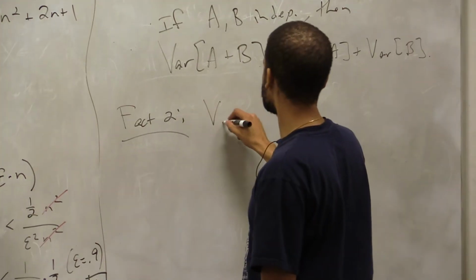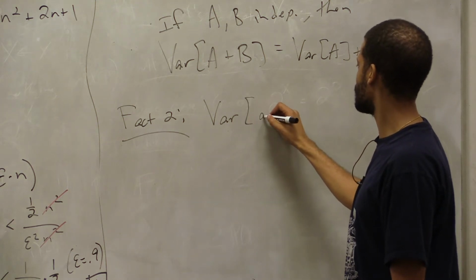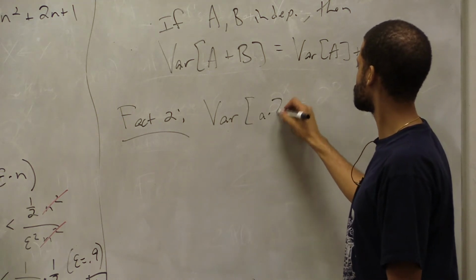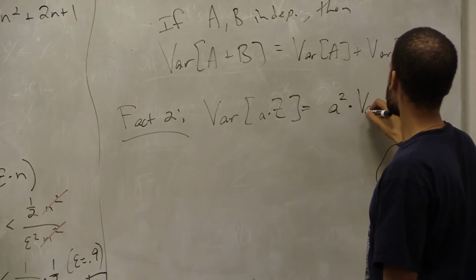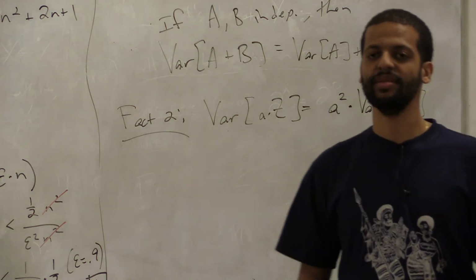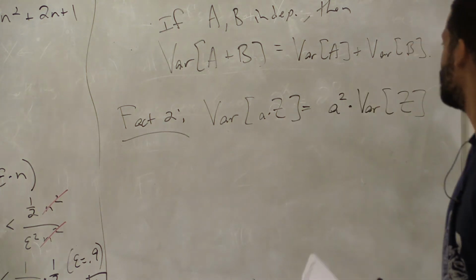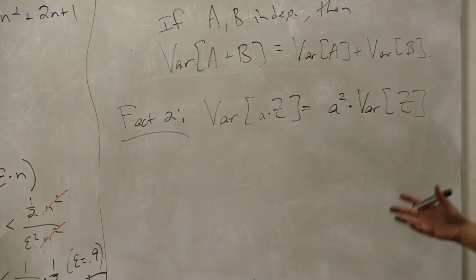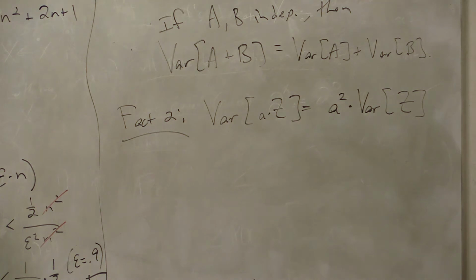And fact 2 is that the variance of a scalar A times a random variable is equal to A squared times the variance of that random variable. So it's not linear like expectation, where if you multiply by a scalar, you can just pull it out. Here, when you multiply by a scalar, you have to pull out the square of that scalar for the variance. This just follows from the definition. So we can use these two things to do better as follows.